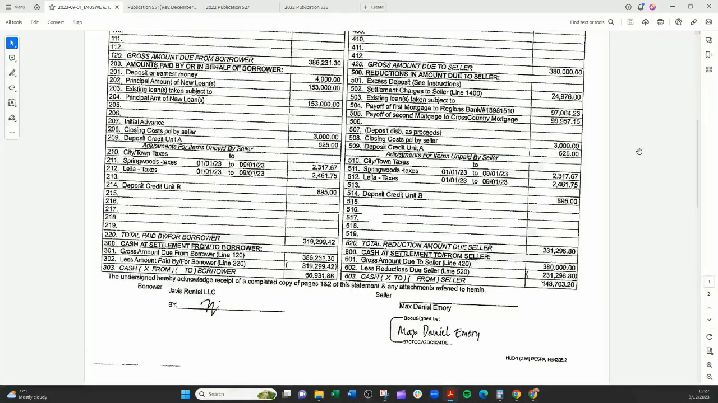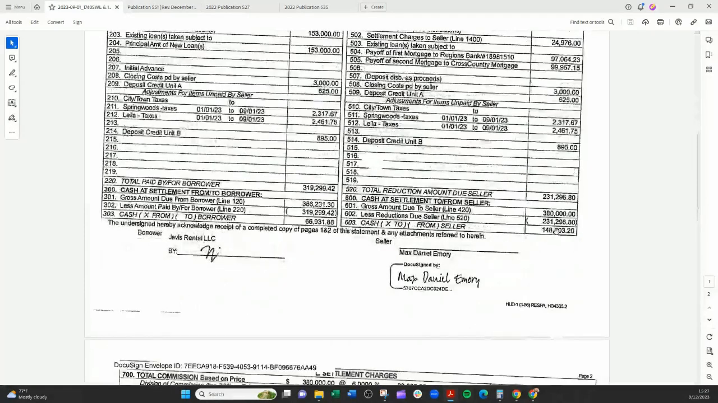These security deposits are for 1740, so $625 and $895. Those will get booked against our security deposit other current liability account and zero it out. Springwood's taxes is all we're concerned with, not the Layla taxes. And then this cash to seller, the proceeds from the sell, is going to go down to right around $75K from what I've calculated, rather than the $148K you see here.